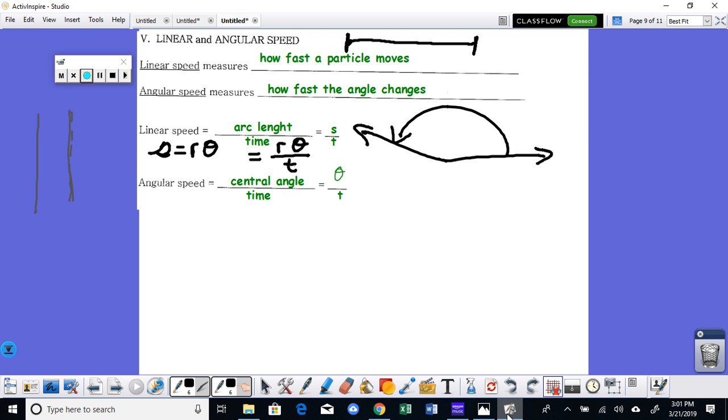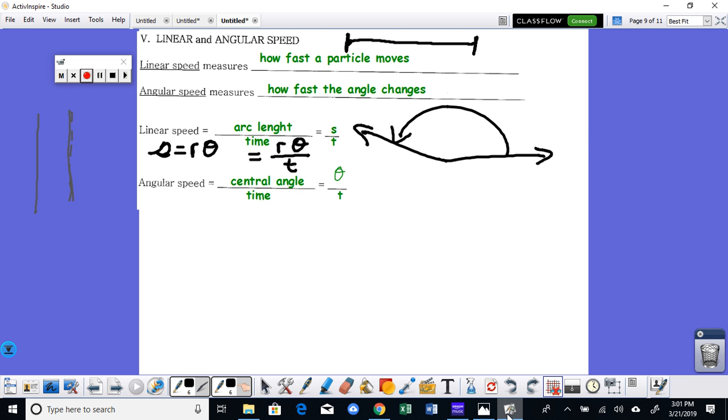Linear speed measures how fast a particle moves. Angular speed is how fast the angle changes. Linear speed would be the speed a person runs around a circular track. Angular speed would be how fast you would have to turn a camera set in the middle of the track to keep taking a video of the person running around the track.